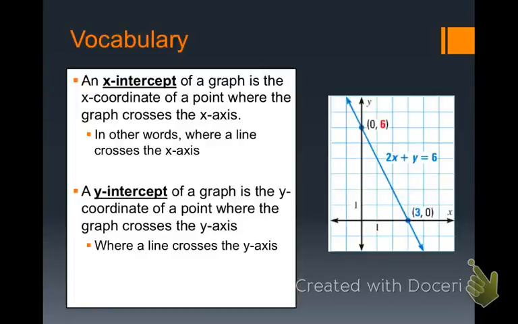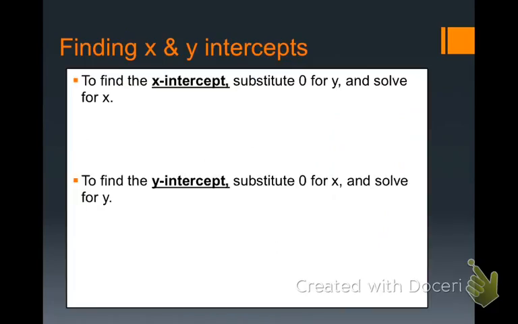This is section 4.3, where we're learning another method for graphing linear equations, but now we're going to do it by using intercepts. So our vocabulary: an x-intercept of a graph is the x-coordinate of a point where the graph crosses the x-axis, or in other words, where a line crosses the x-axis. A y-intercept, on the other hand, is the y-coordinate of a point where the graph crosses the y-axis. So basically, where the line crosses the y-axis.